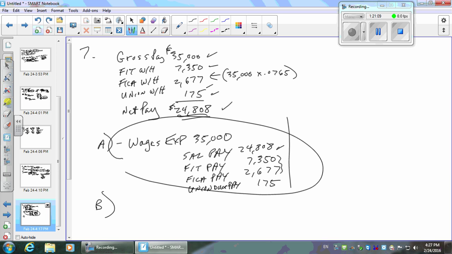So what do we got here? On B, the FICA payroll tax expense. What's our share? That's going to be more FICA payable. So really, when I send it to the government, I'm going to give them the employee's share of taxes, and I'm going to give them my share too. Got it? So how much is that? I exactly match the employees.